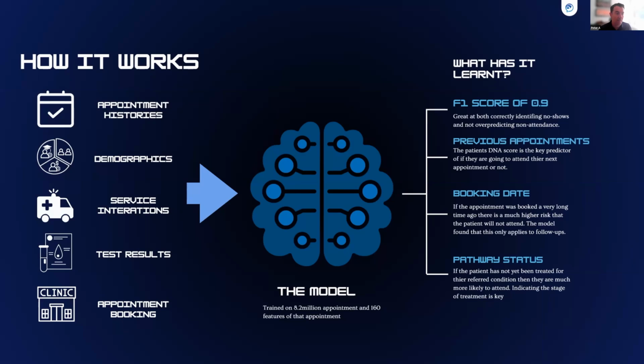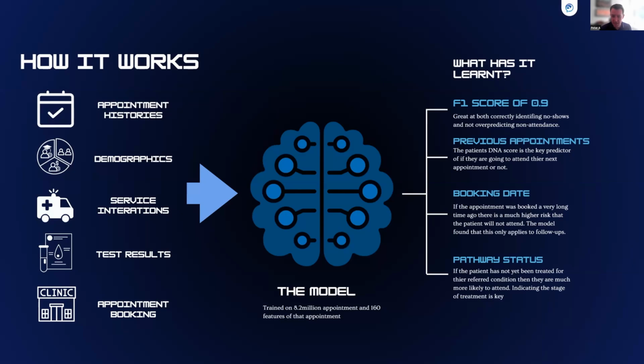And so what does it learn? So effectively, with this model, we have an F1 score of 0.9, which is not particularly exciting, but in a way, it's pretty remarkable. I think anything above a 0.7 is good. So 0.9 in principle could be fantastic.